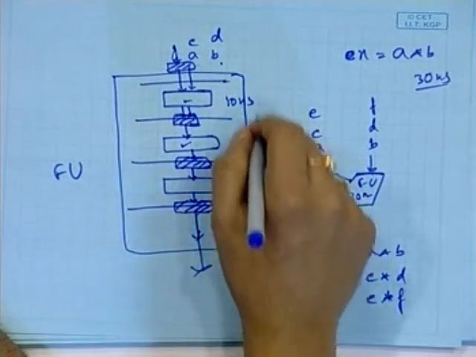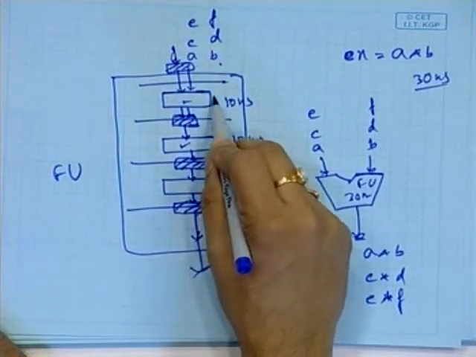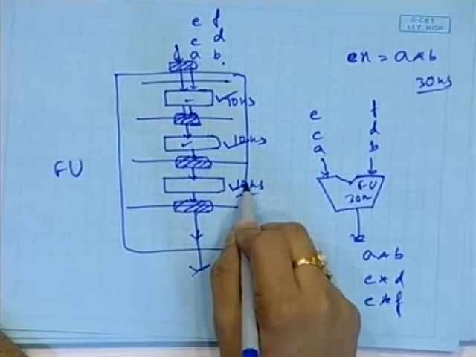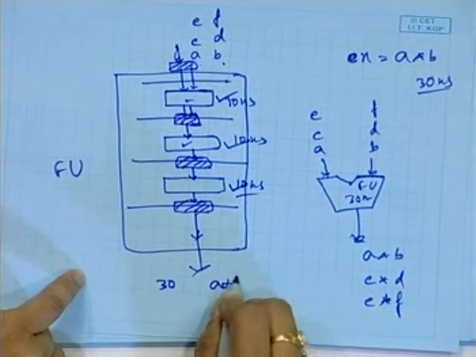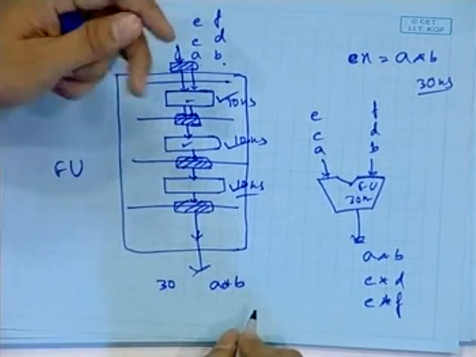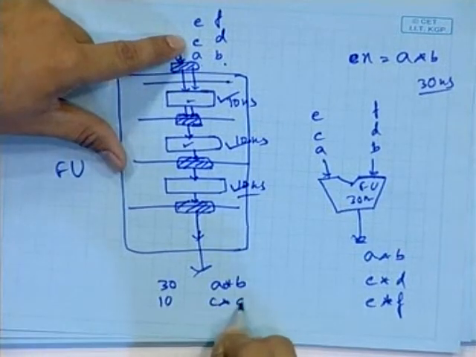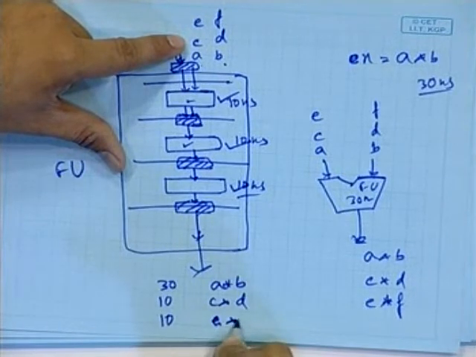After the next 10 nanoseconds you feed E and F. So this part will process E and F, this part will process C and D, and this part will process A and B. So after 30 nanoseconds, A star B is available. But the advantage is that after the next 10 nanoseconds, your C star D will be available, and again after 10 nanoseconds your E star F will be available.